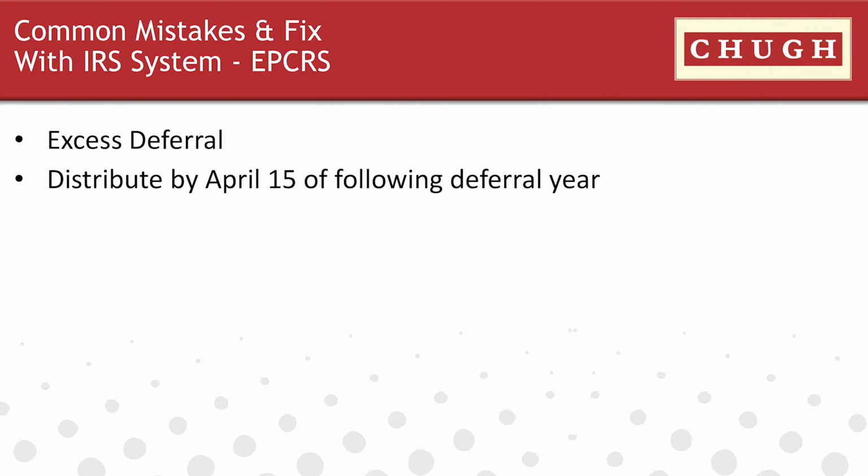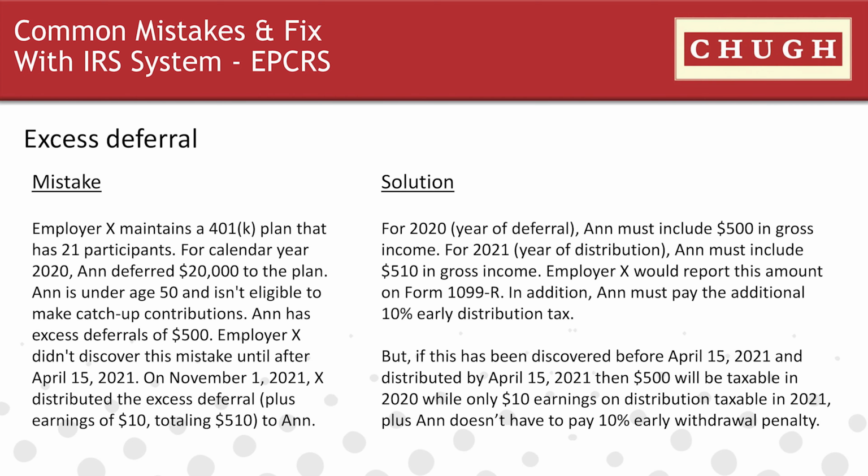The next mistake is excess deferral. The common mistake is that some of the participants contributed to the plan more than the IRS 401k contribution limit for a year. For example, for 2020, a participant of the plan is allowed to make a contribution of only 19,500. If a participant contributed more than 19,500 for 2020, that is called an excess deferral to the plan. Generally, this excess deferral can easily be corrected if the plan sponsor refunds the excess contribution to the participant by April 15 of the following year. So here I'm going to explain with the slide what happens when it isn't distributed to the participant by April 15.